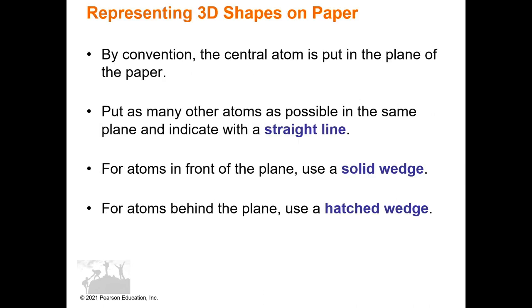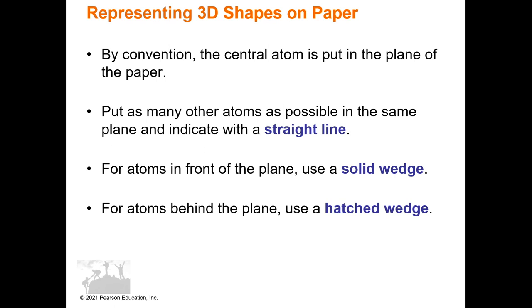When you're drawing out these Lewis structures, you have to remember that molecules are 3D. It's very difficult to understand the geometry when you're drawing them on a piece of paper, which is two-dimensional. So, how can we better visualize the 3D aspect of a molecule? We're going to have to use different types of lines.